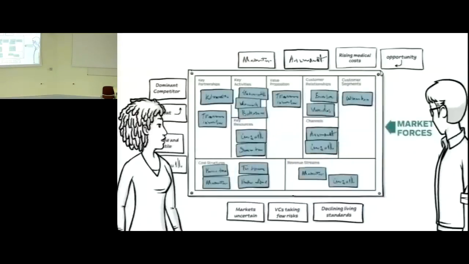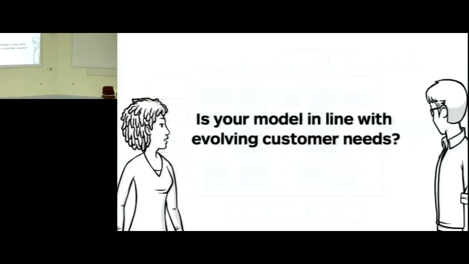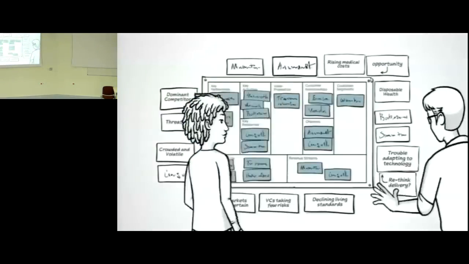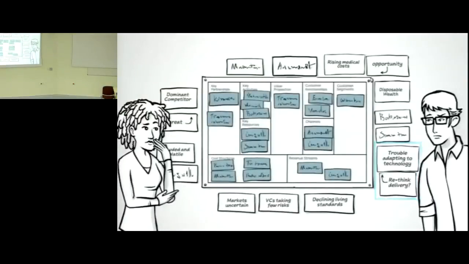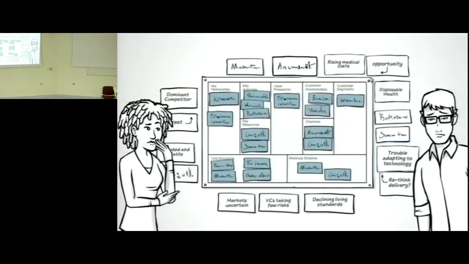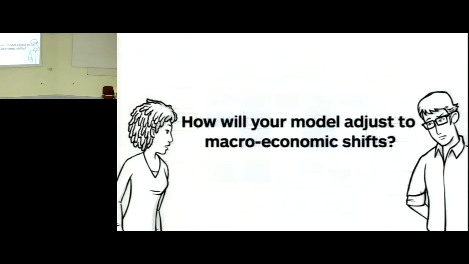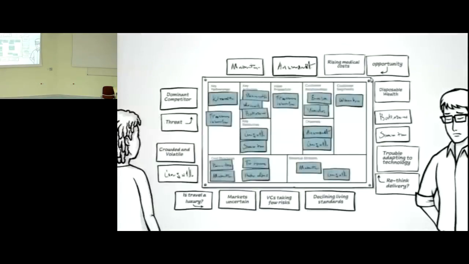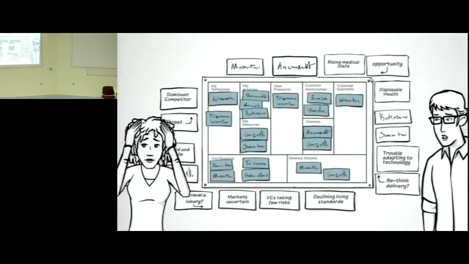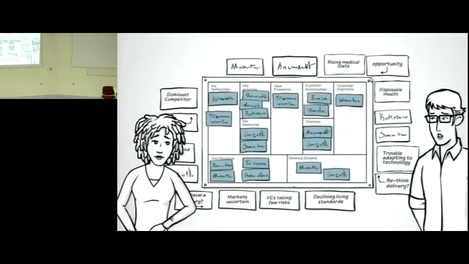On the right for market forces, is your model in line with evolving customer needs? Sure, if your customers are resistant to the internet, you're right to rethink delivery through a website. And below for macroeconomic forces, how will your model adjust to macroeconomic shifts? Yes, Beth. Unfortunately, travel is becoming a luxury that a growing number of your customers can't afford.